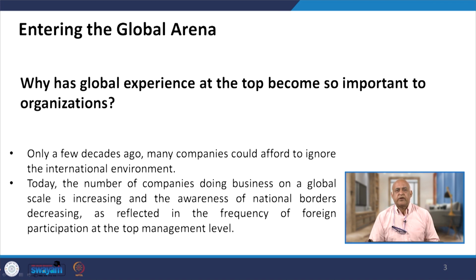Now, whenever we are talking about entering into the global arena, why has global experience at the top become so important to the organization? Only a few decades ago, many companies could afford to ignore the international environment. Today, the number of companies doing business on a global scale is increasing, and the awareness of national borders is increasing, as reflected in the frequency of foreign participation at the top management level.